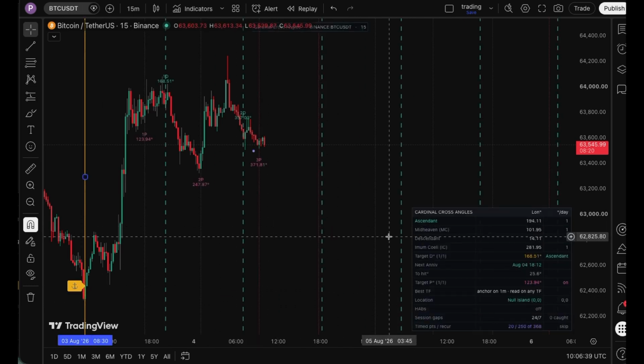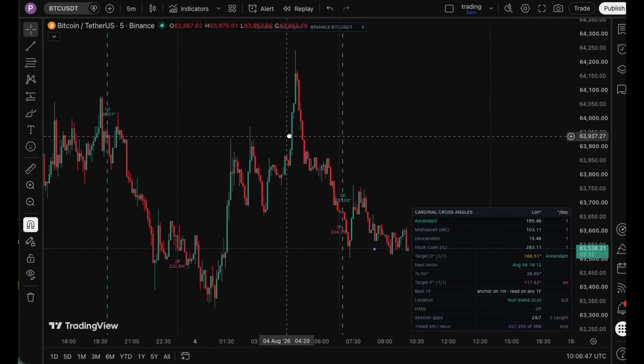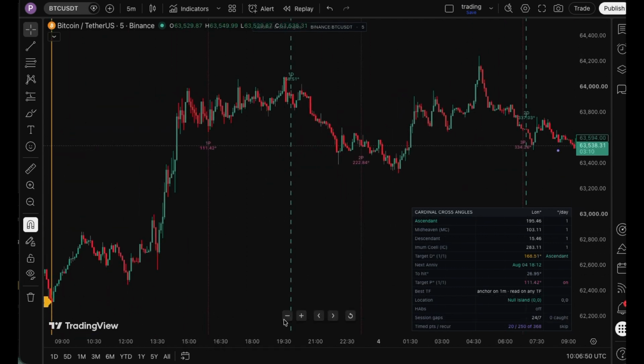Reduce the time frame from 15 minutes to 5 minutes and then down to 1 minute. This indicator will work well on most small time frames, but for maximum accuracy, use the 1 minute chart.